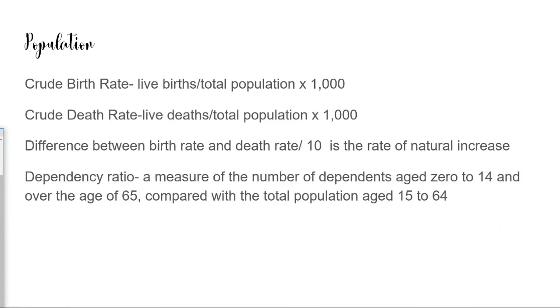Next thing you should know is about population. Crude birth rate is the live births divided by the total population times 1,000. Crude death rate is live deaths divided by total population times 1,000. And the difference between these two, divided by 10, is the rate of natural increase. You should also know the dependency ratio, which is a measure of the number of dependents aged 0 to 14 and over the age of 65 compared to the working force, which is ages 15 to 64.